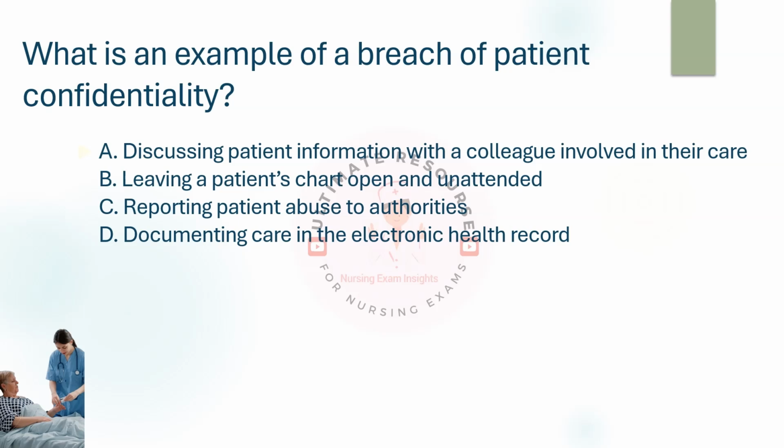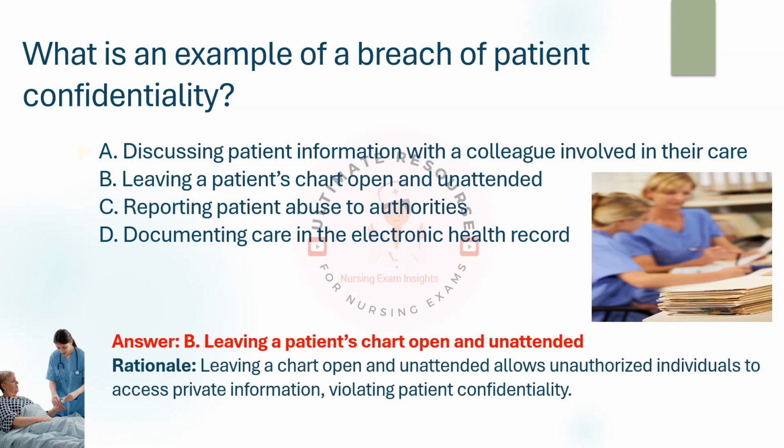What is an example of a breach of patient's confidentiality? Options are A. Discussing patient information with a colleague involved in their care. B. Leaving a patient's chart open and unattended. C. Reporting patient's abuse to authorities. D. Documenting care in the electronic health record. The answer is B. Leaving a patient's chart open and unattended. Leaving a chart open and unattended allows unauthorized individuals to access private information, violating patient's confidentiality.